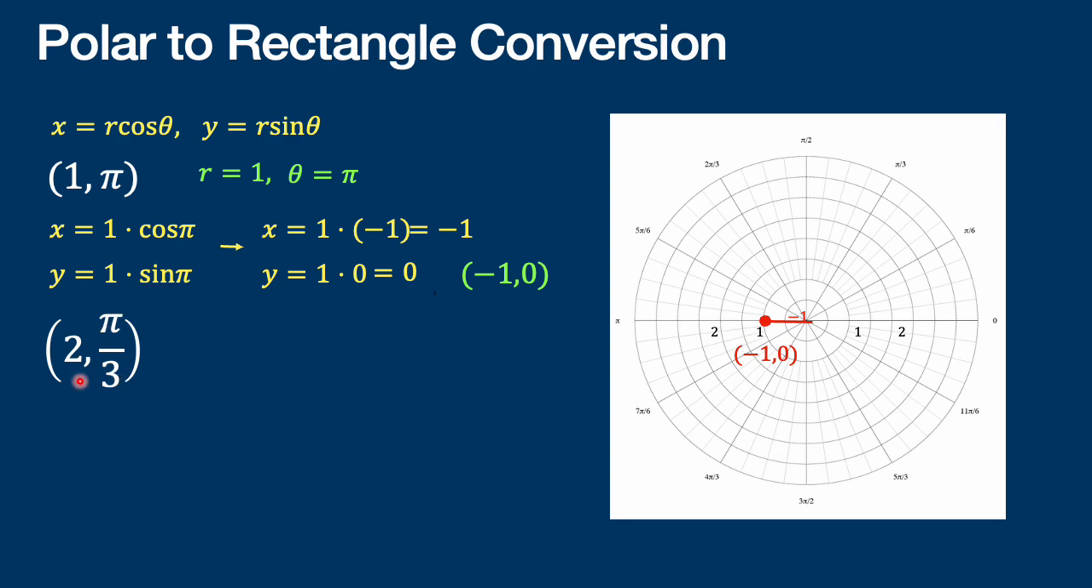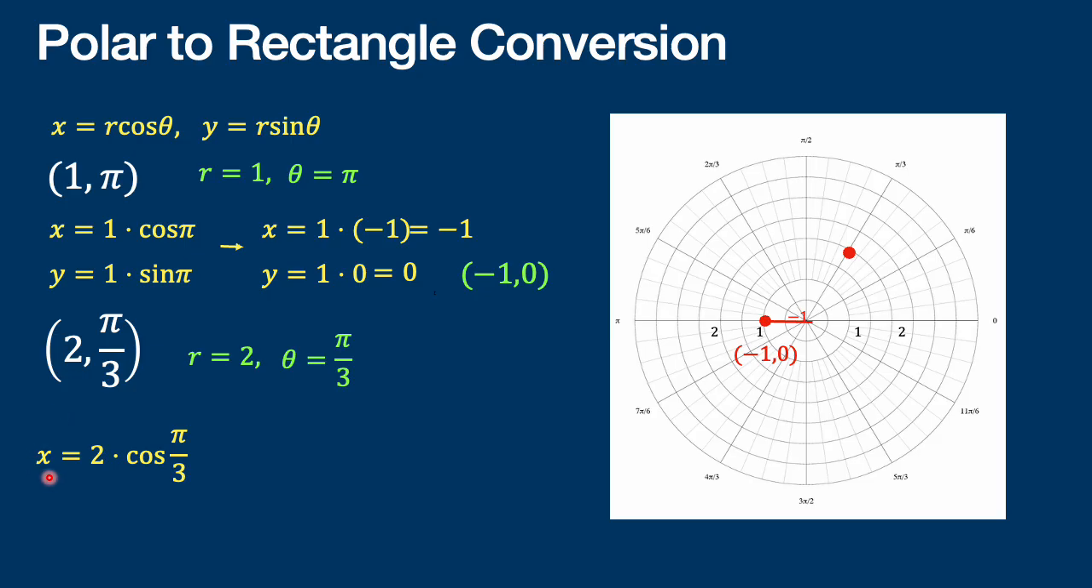Let's do the second example, (2, pi over 3). Positive angle, the distance from the origin to the point is 2. So r is 2, theta is pi over 3. You're going to find the angle pi over 3, and the distance is going to be 2 right there. Then you're going to plot the point. So that's the point (2, pi over 3).